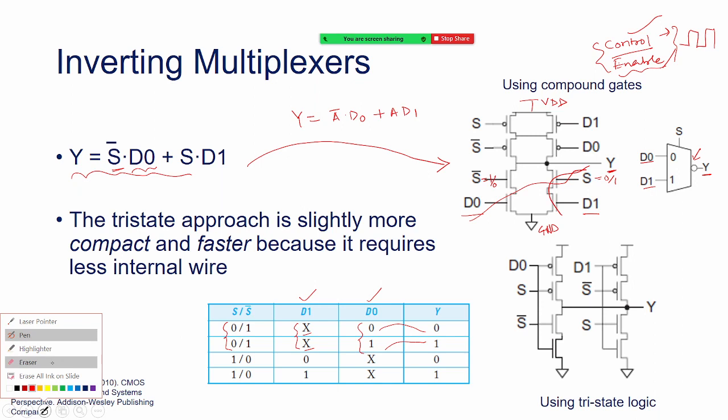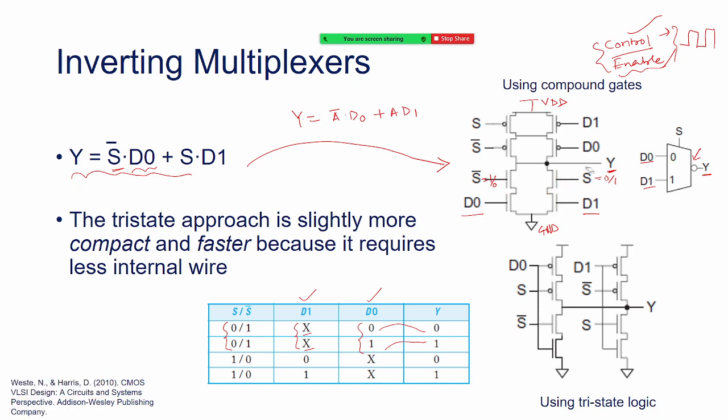So is it restoring or non-restoring? Does the logic level at the output Y come from restoring? Once again, is the logic level at the output, high or low, coming from the power rails or from the input data?